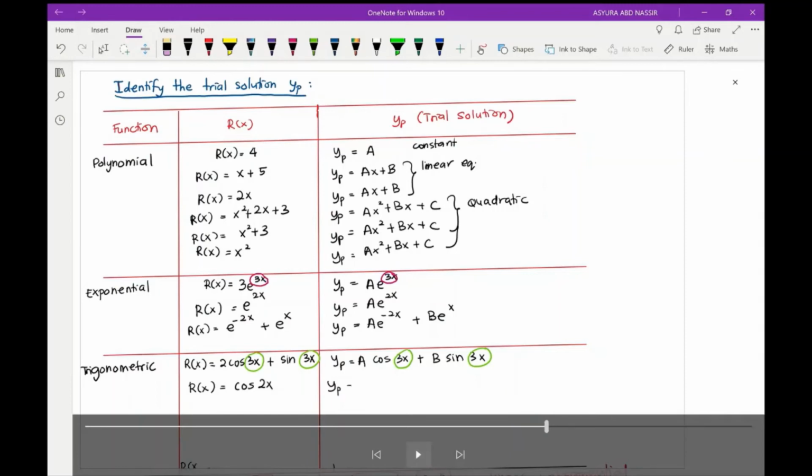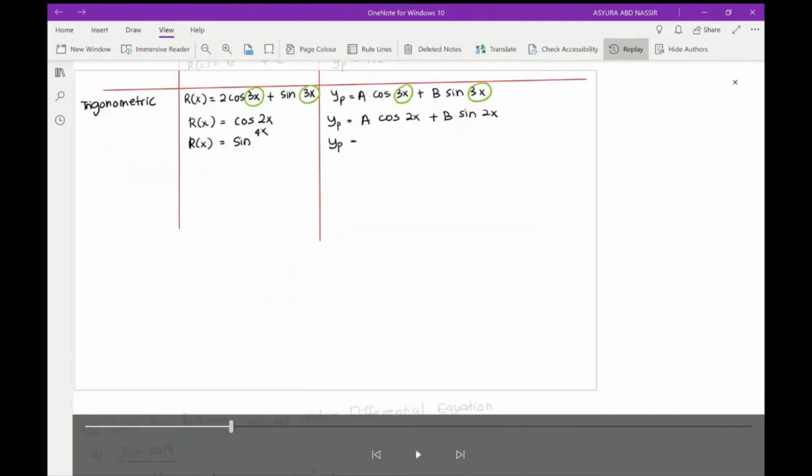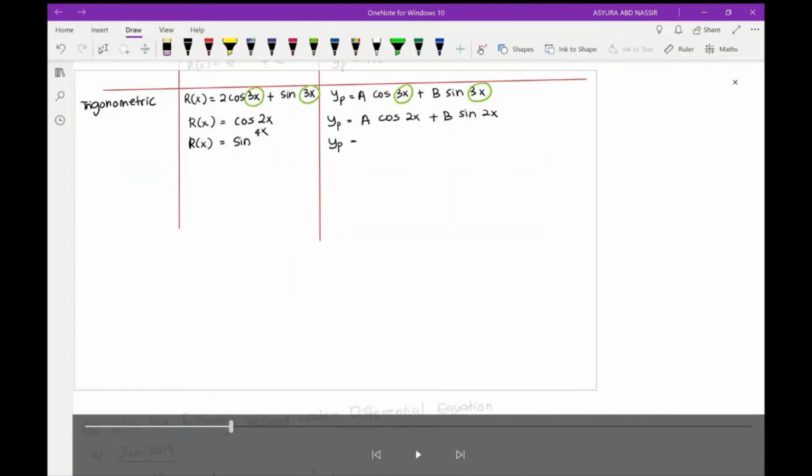Alright, next. Rx is cos 2x. Even if you just have the cos in your Rx, you will use the general form of your trigonometric function for cos and sine, which is a cos 2x plus b sine 2x. Okay, next example will be sine of 4x. So your general form for sine of 4x will be Yp equals a cos 4x plus b sine 4x. So you must have both your cos and sine.